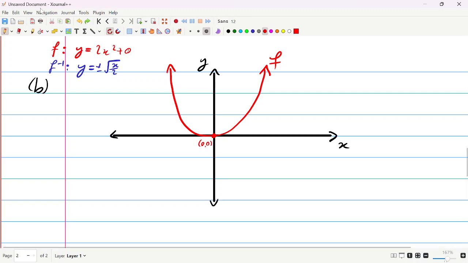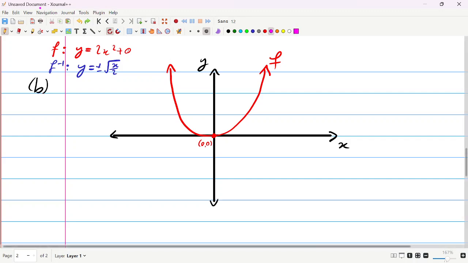I'm going to say at x equals 1, let's say that 1 is here. The output of this function is going to be what? If we plug in 1 into the function, it's going to be 2 times 1 squared, which is just 2. So our answer will be 2 here. So our coordinate will be 1 and 2.